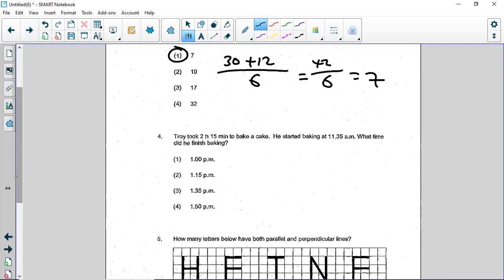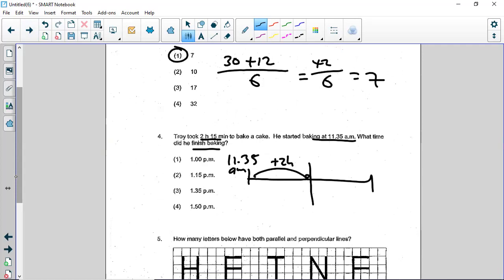Okay, question number 4. Troy took 2 hours 50 minutes to bake a cake. He started baking at 11:35 a.m. What time did he finish baking? Okay, now timeline. So you have 11:35 a.m. and you just add 2 hours later, right? So 2 hours later will be 12:35, 1:35. So 1:35 p.m. And then you need to jump another 15 minutes. So 35 plus 15 will be 1:50. Okay, 1:50 p.m.